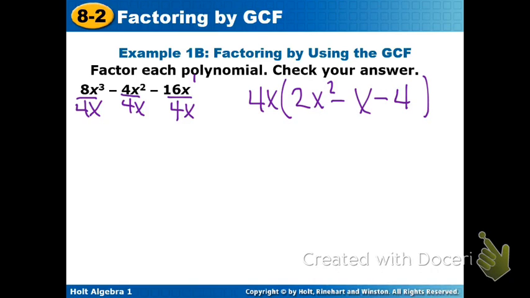The x's have canceled out, right? Because if we took a 1 minus a 1, we would have left a 0, right? So anything to the 0 power is 1. Even variables. Questions on that one?